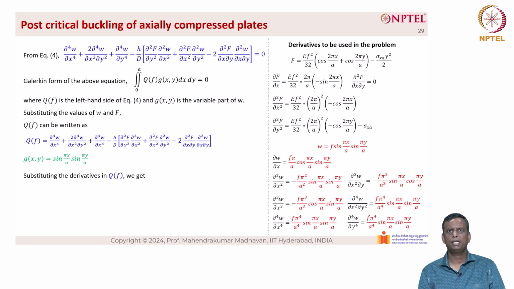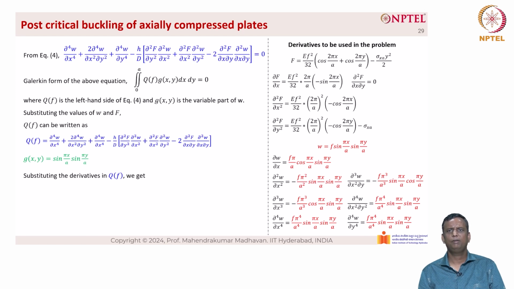Now we differentiate ∂f/∂x one more time. We have ∂²f/∂x², which is equal to E f square by 32 into 2 pi by a the whole square, because when we differentiate the sine term, we have this 2 pi by a which gets multiplied with the previous 2 pi by a, so it becomes 2 pi by a the whole square. And the minus term remains the same. Sine becomes cos, so it becomes minus cos 2 pi x by a.